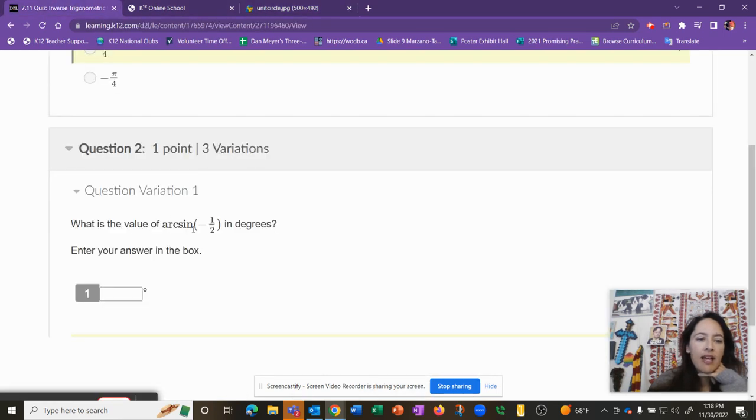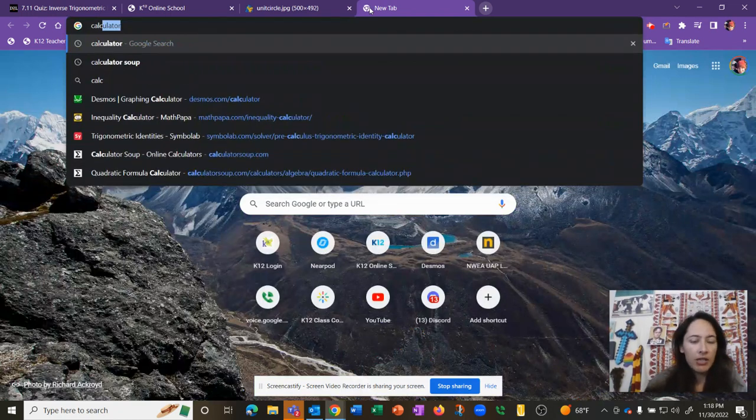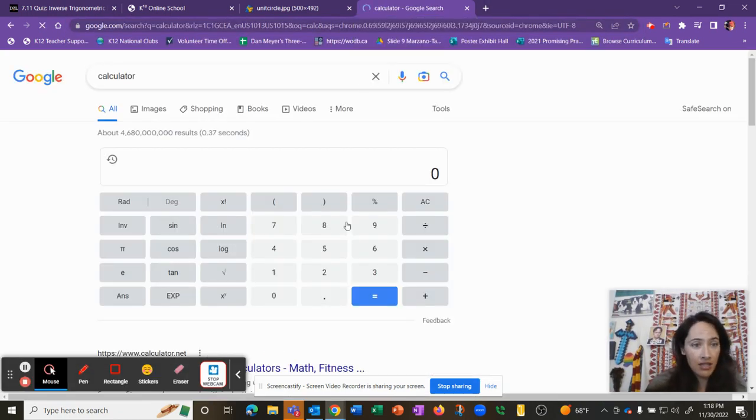Let's go use a calculator, okay? I want to use a calculator for these ones, so here we go. I'm just going to Google it because I know every student has access to this.